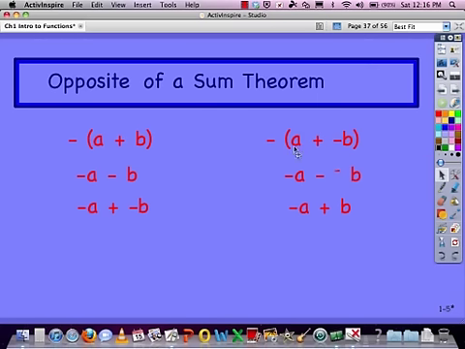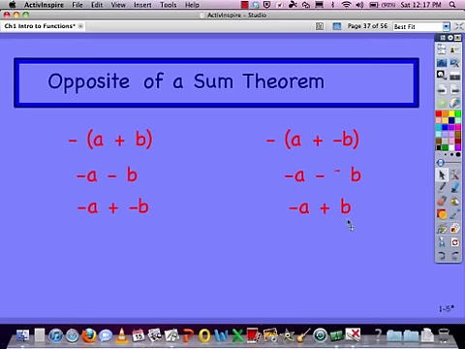So think of it this way. If I start with an A and I take an opposite, I have the opposite of A. If I start with the opposite of B and I take its opposite, I then have a plus B. Because we know opposite of a negative is a positive. So the key is this sign, if it's just a sign out front, it always switches the value of what's inside.